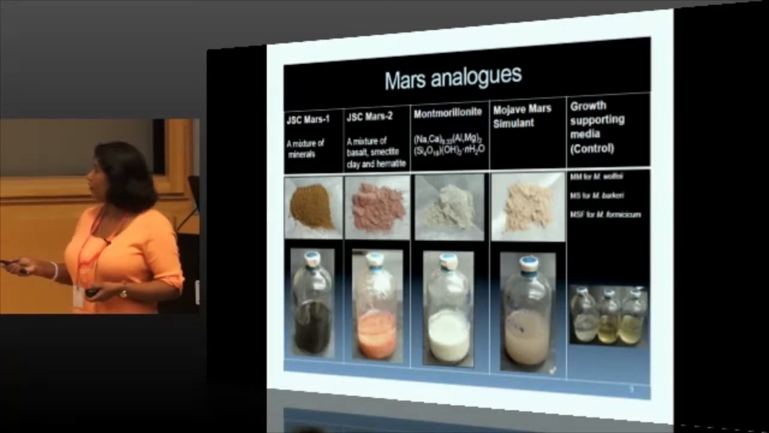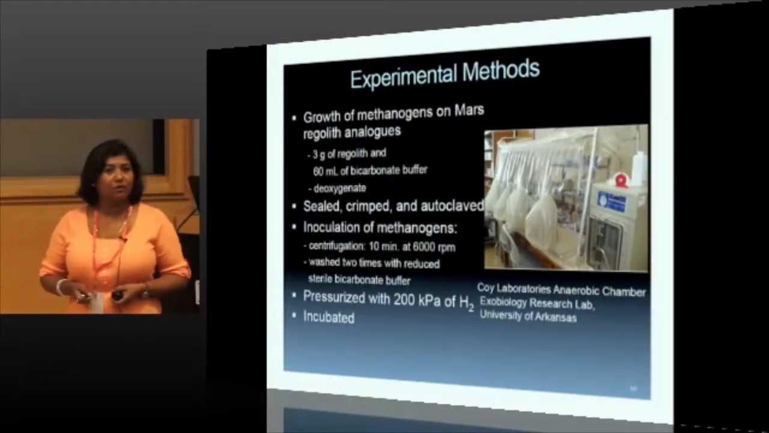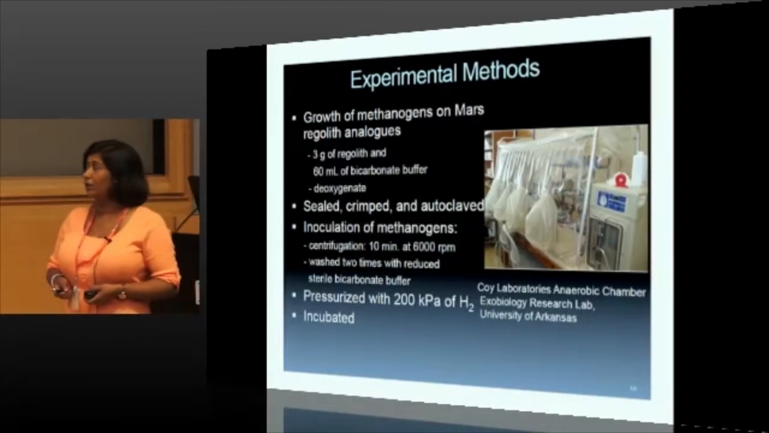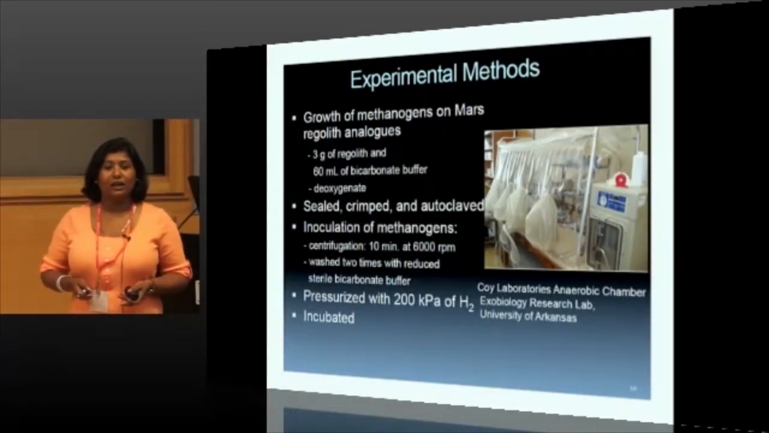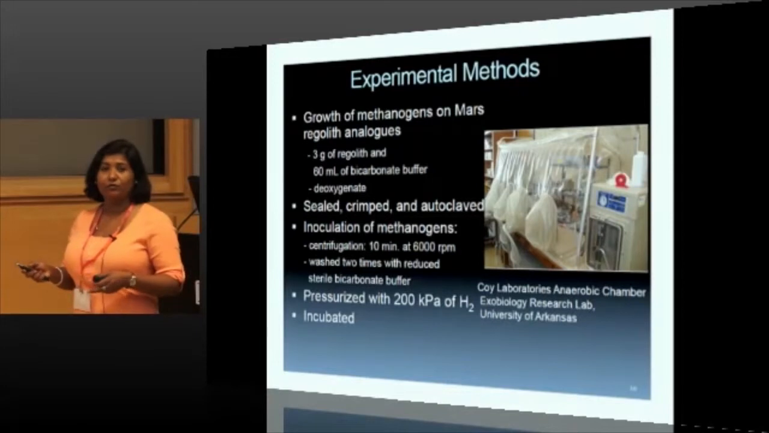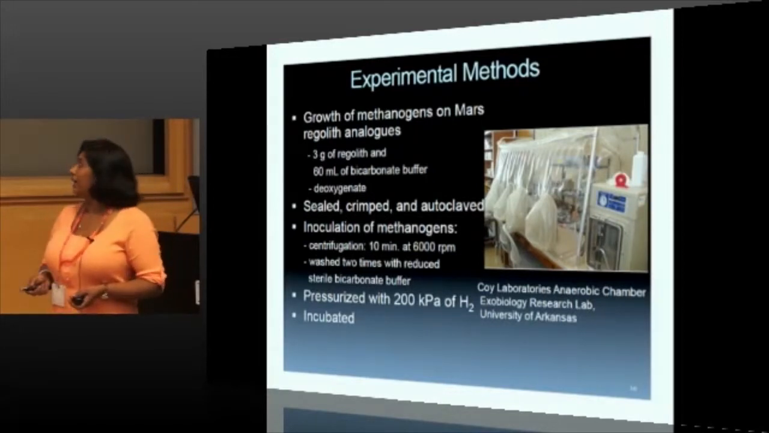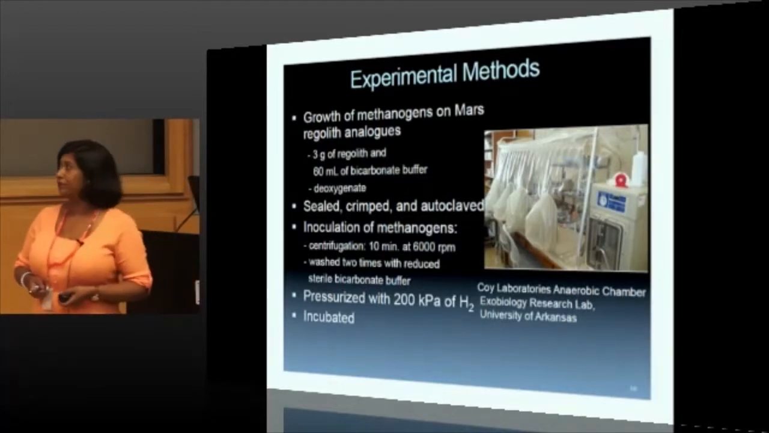And these are anaerobic bottles. To grow methanogens on Mars analog, we use 3 grams of Mars analog and 60 ml of bicarbonate buffer in anaerobic bottles, and the bottles were left in the anaerobic chamber, this chamber, overnight for deoxygenation, and the following day they were sealed, crimped and autoclaved.